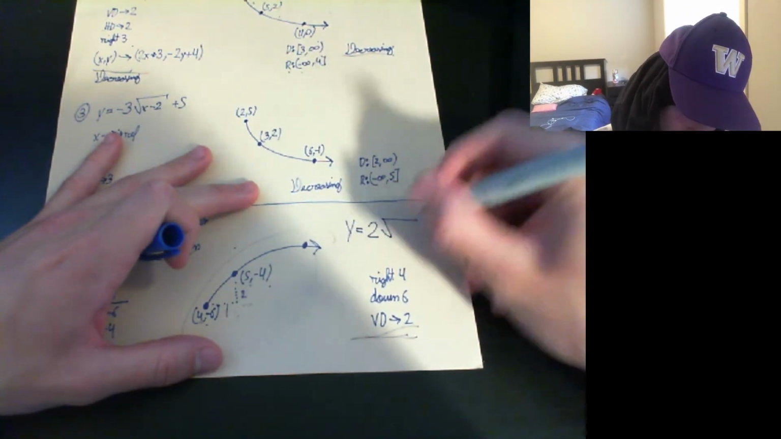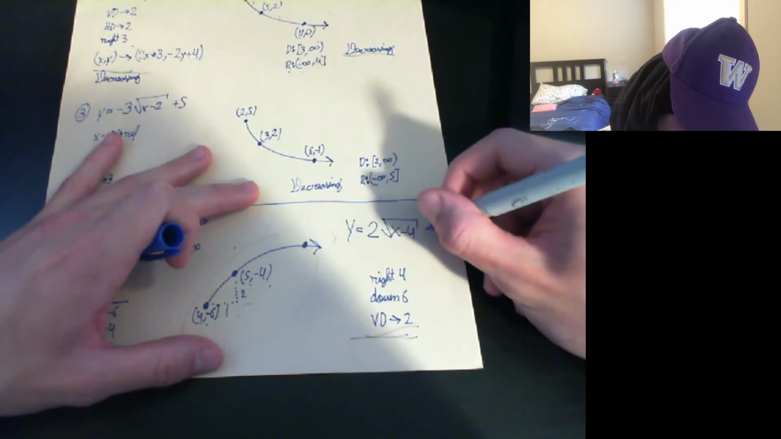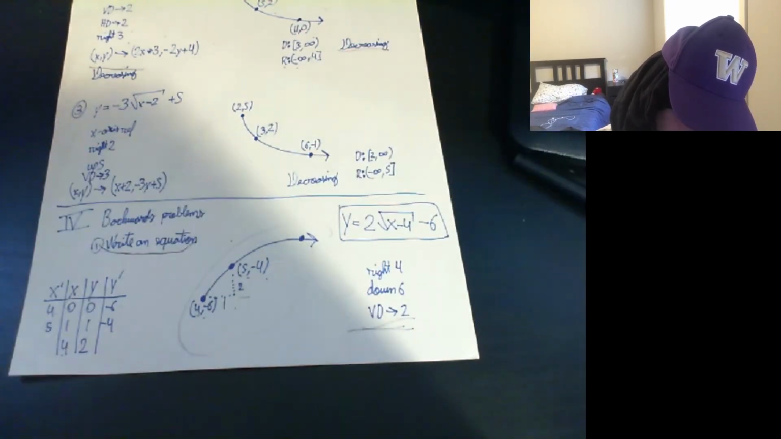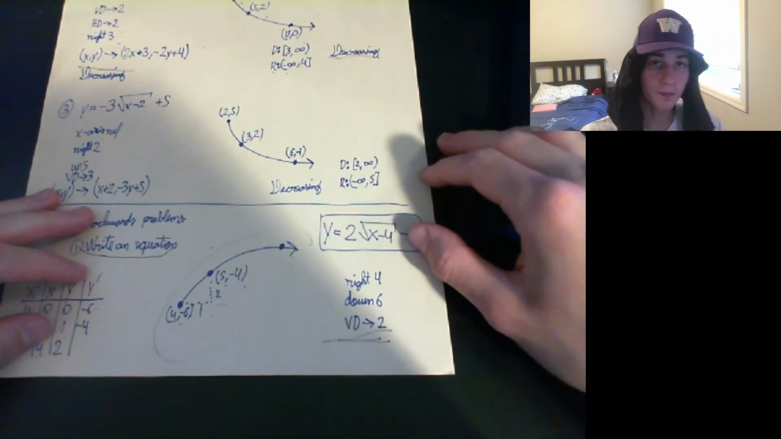So in this case, our equation would be y equals 2 square root of (x minus 4) minus 6. There you go.